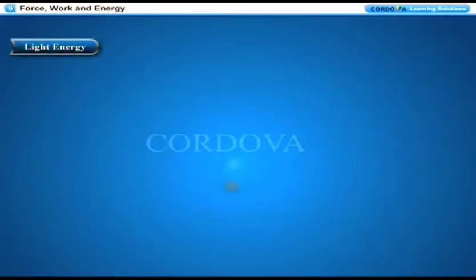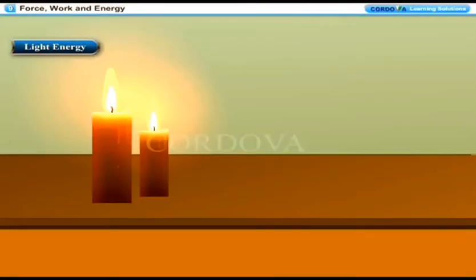Light energy. Energy that we get from light is called light energy. It is produced by bulb, candle, etc. We are able to see with the help of light energy.